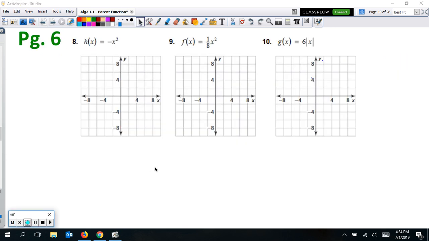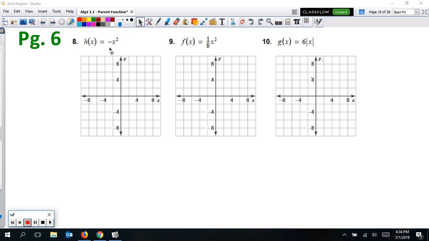Okay, so we're on page 6 now, 8, 9, and 10. We're going to do the same thing on these ones. We're going to graph the parent function first. Notice the type of functions we have here, 8 and 9, are both quadratic ones. You can see the x squareds, and number 10 is an absolute value one. So we want to graph the parent function and then graph the actual function we see here, and then go ahead and compare those two.